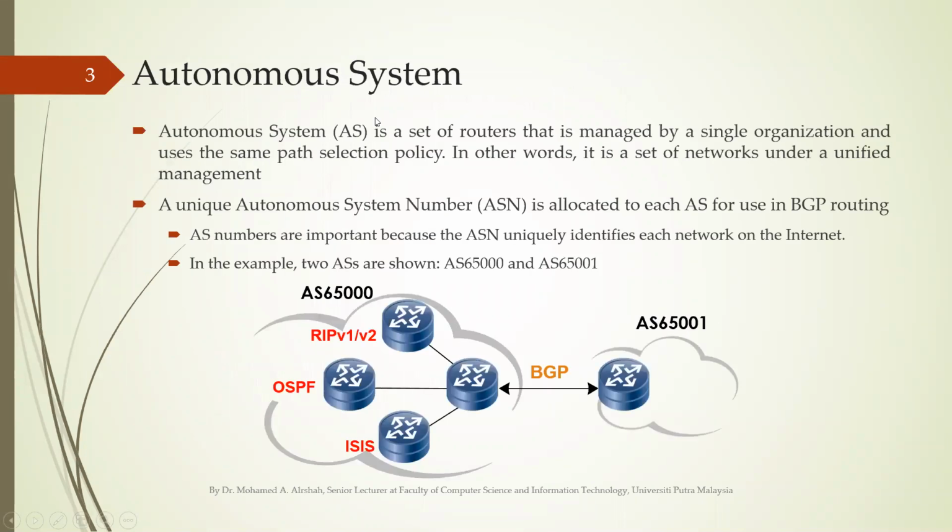Okay, at first we have to define, and we have to know what is the autonomous system. Actually, the autonomous system simply is a group or a network that's owned by a legal or a single organization. So autonomous system, as we can see here in the slide, is a set of routers that is managed by a single organization and uses the same path selection policy. In other words, it's a set of networks under a unified management.